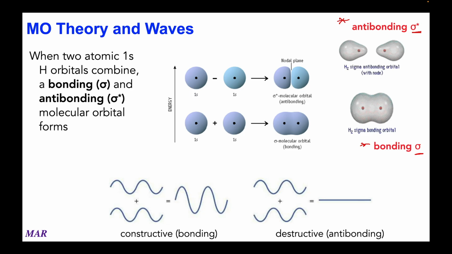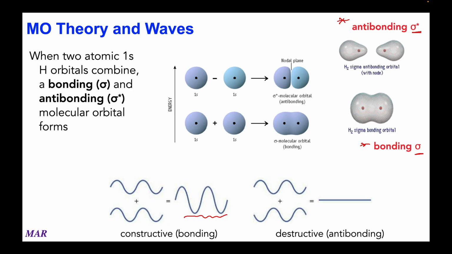Now, the reason for bonding and anti-bonding goes back to wave theory, which is something you might see in physics. If two waves combine, they can create a stronger wave. Sometimes this is called constructive wave interference. It makes for a stronger wave. That's where the bonding comes from in molecular orbitals.